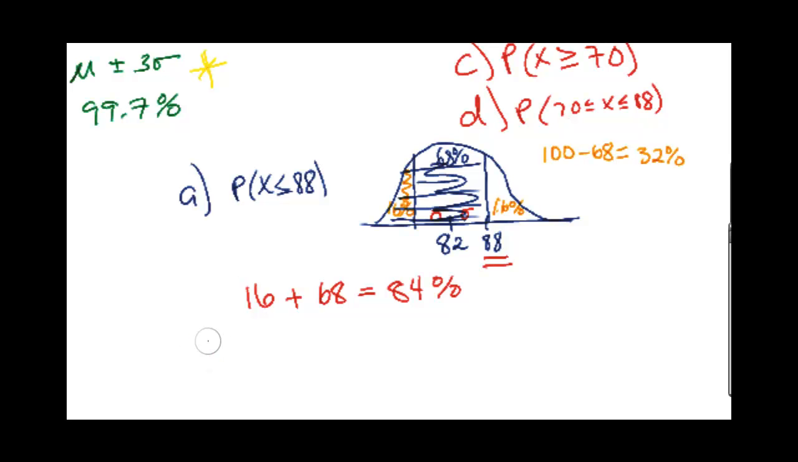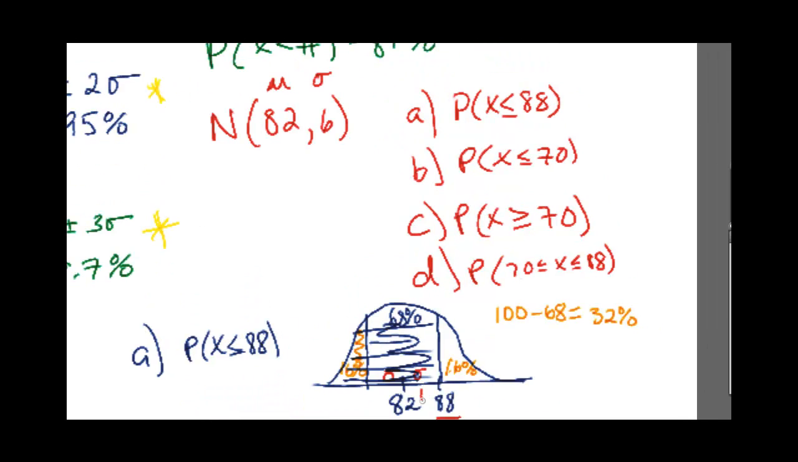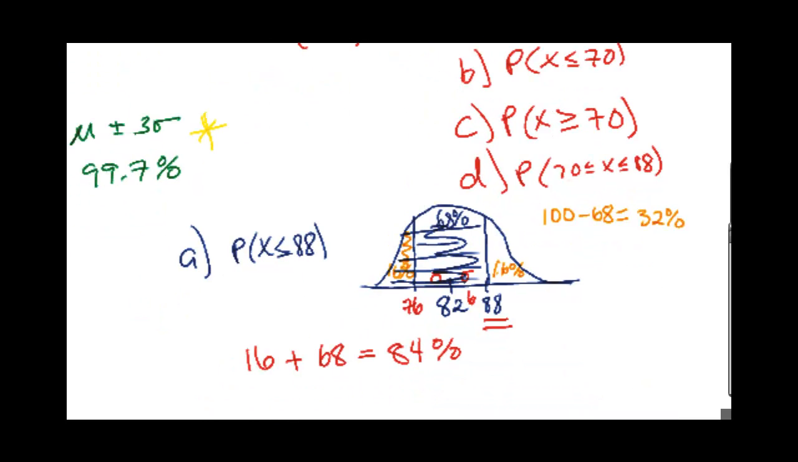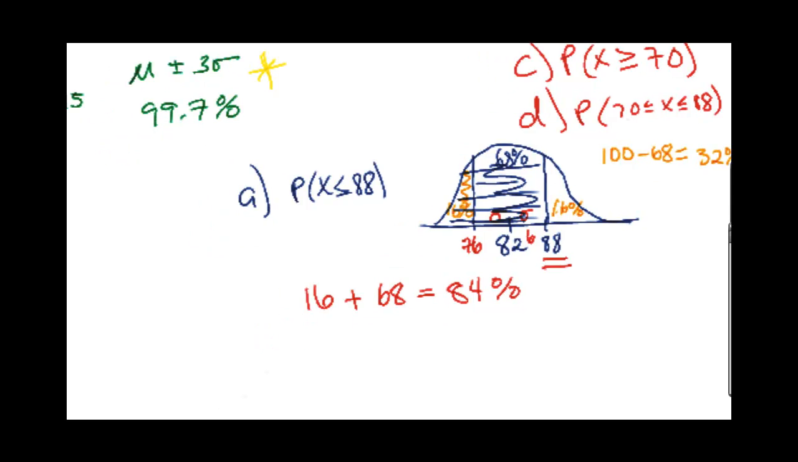You guys remember the standard deviation was what? 6. So this difference right here is 6. And this difference, I didn't write the bottom value. If I take away 6, that gives me 76. Between those two values is the 68%, and then 32 outside, divided by 2. Alright, let's go on to the next one.